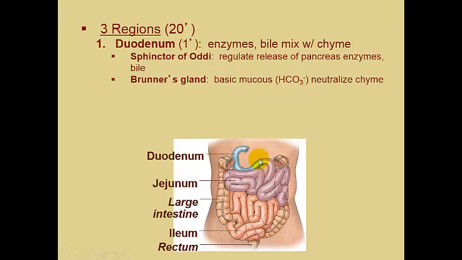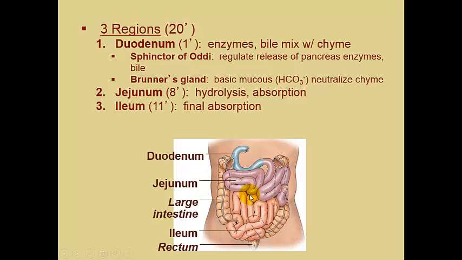To tell you the truth, I think we already mentioned that the pancreas juice can neutralize it, as well as these secretions from the Brunner's glands. Then we get to the jejunum. It's roughly about 8 feet long, and we get a lot of hydrolysis, so all those enzymes are doing their work, and then we begin absorption.